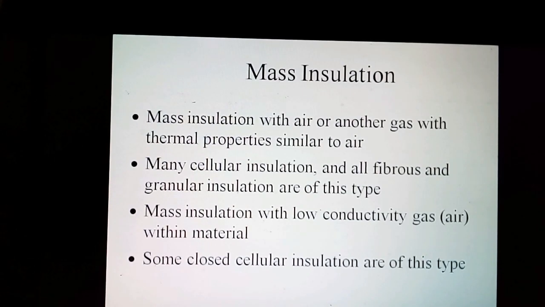This provides information on three general types of insulation. Mass insulation with air or another gas with thermal properties similar to air within the interstices inside the material: many cellular insulations, and all fibrous and granular insulations are of this type. Mass insulation with low conductivity gas within the interstices inside the material: some closed cellular insulations are of this type. Reflective insulation bounding both sides of an air space: many insulation facings such as asbestos or foil, scrim, kraft are of this type.